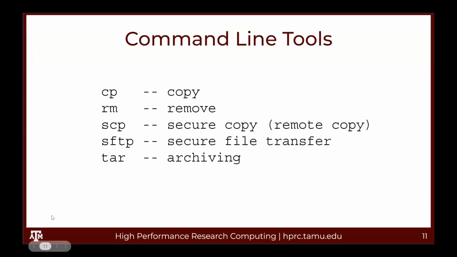Okay, so let's talk about some of the command line tools. These are basically the command line tools that you can use to transfer or copy your data. So cp is used for copying, rm is used to remove, scp is a secure copy command, sftp is secure file transfer, and tar is used for archiving. We'll be looking at each of these in detail.